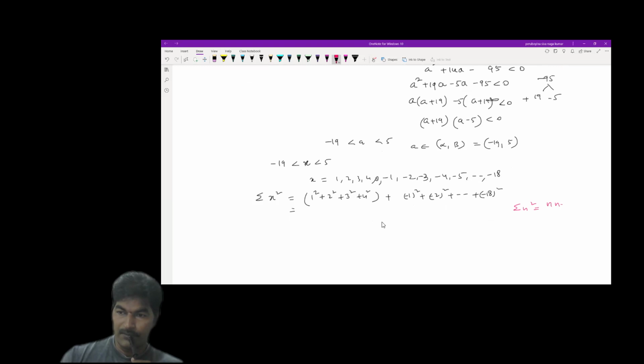Sigma n square is n into n plus 1 into 2n plus 1 by 6. So you can use this formula. Only 4 numbers we have, so 4 into 4 plus 1 into 2 4s are 8 plus 1, divided by 6, plus, and here up to 18 numbers is there, so 18 into 19, 18 2s are 36 plus 1 is 37, by 6. So now calculate these numbers.